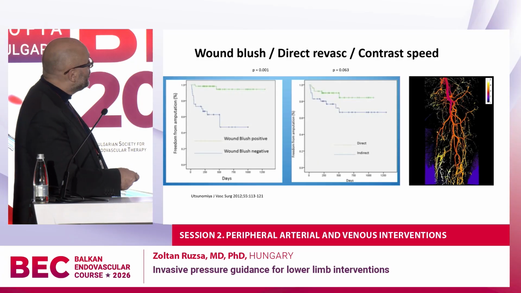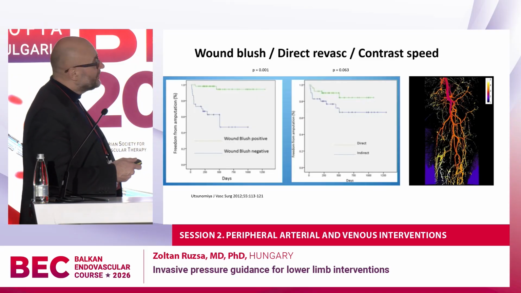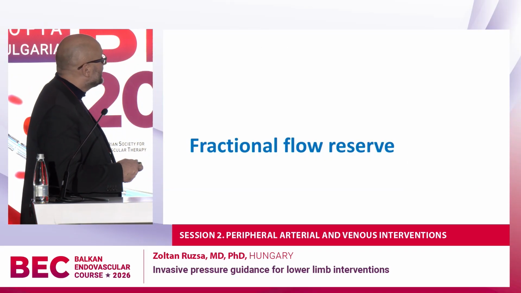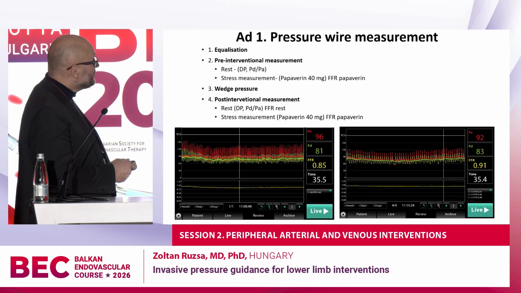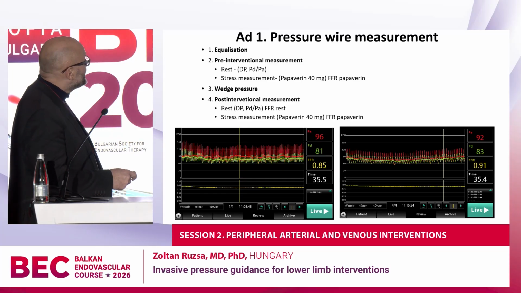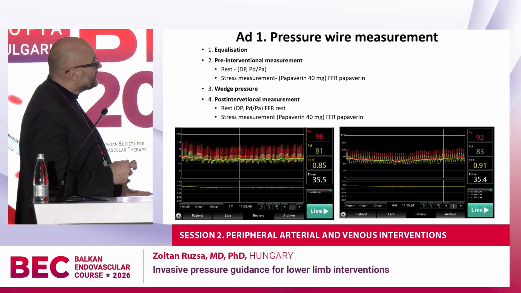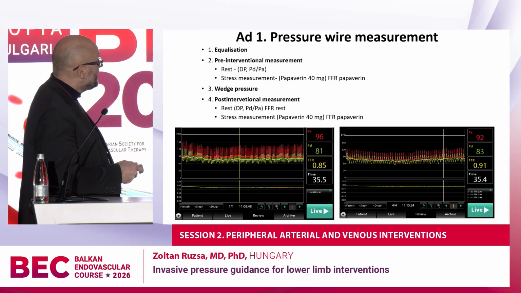We can measure the flow, or of course, we can measure the blush in the wound, but after intervention, we don't know whether this patient will heal and the wound will heal also. So fractional flow reserve was introduced to measure lower limb pressures also. It's done with a pressure wire. We go distally and then we measure the resting gradient, and then we give papaverine and we induce ischemia.